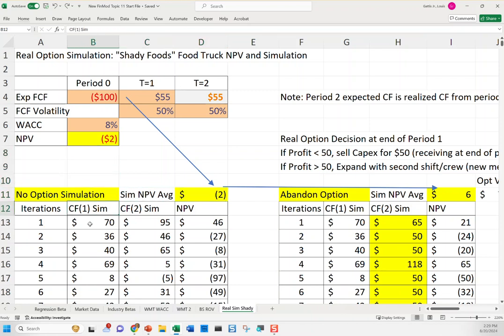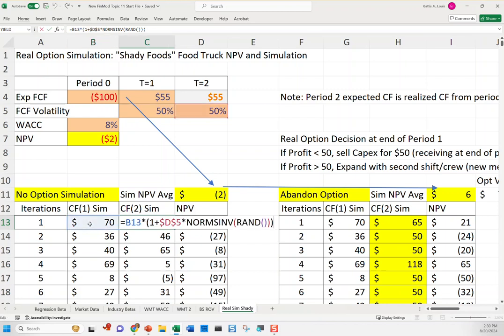So here's my simulation. What if the volatility of free cash flows is 50% per year? Again, I expect 55. The next year is whatever the prior year's is the expected, and it also has a 50% volatility. How could I simulate this? Well, I could just say the cash flows in year one are 55 times one plus the 50% times the normal, that random Z. So these become a random cash flow.